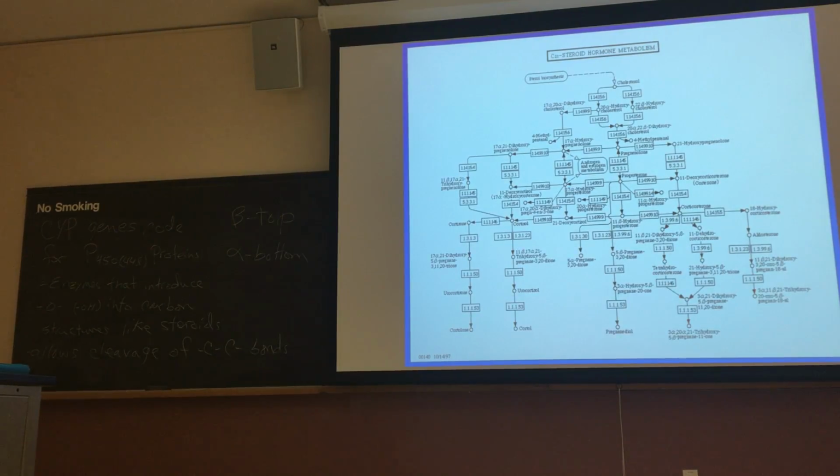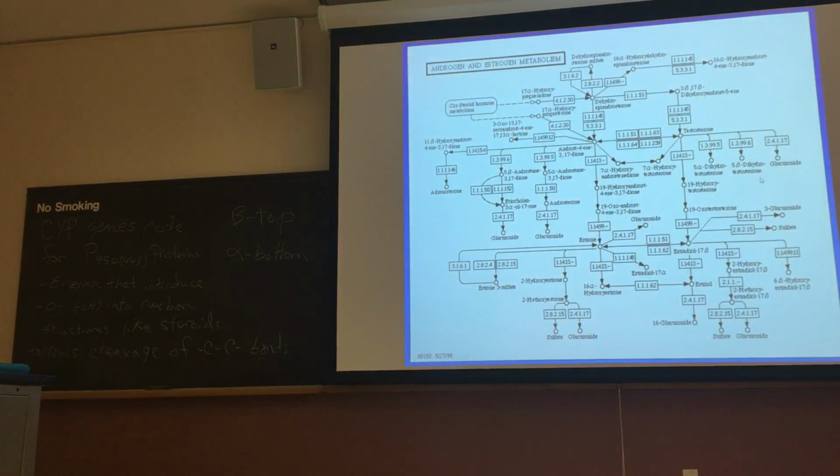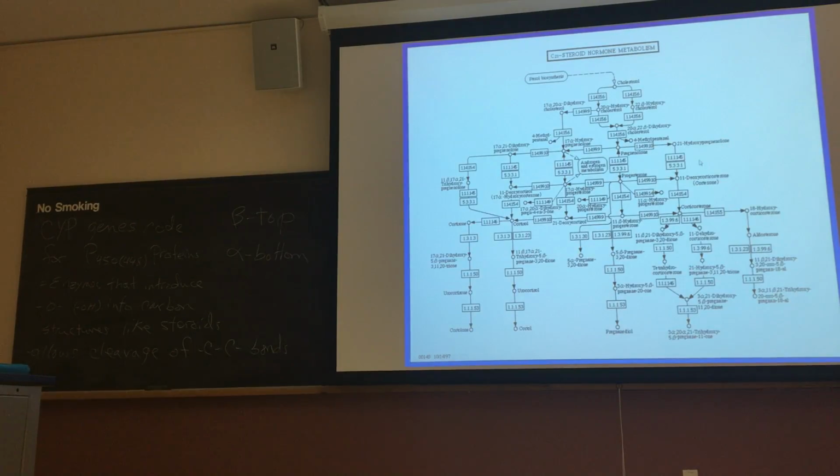Okay, this one was androgen, which are C19, and estrogen, C18 steroids. This next slide is the C21 steroid metabolism, starting with cholesterol, and if you follow it down, you'll see the same pattern overall.